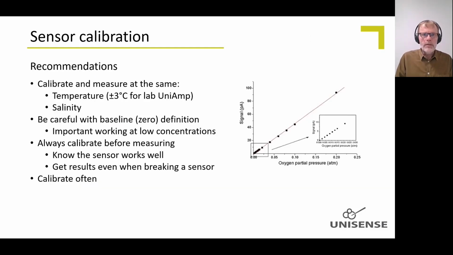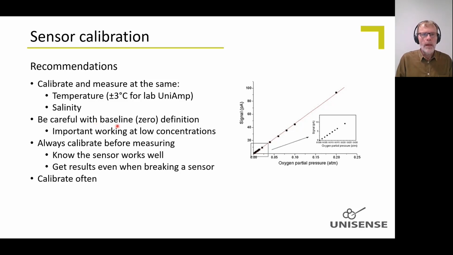Okay, a few recommendations about calibration. So always calibrate and measure at the same temperature if you can. The Unisense instruments, the lab ones, give you the option of ±3 degrees centigrade temperature compensation. So ±3 degrees from the calibration temperature.